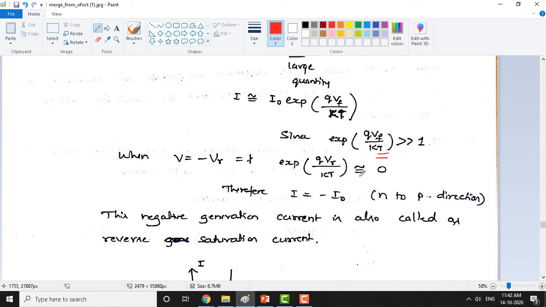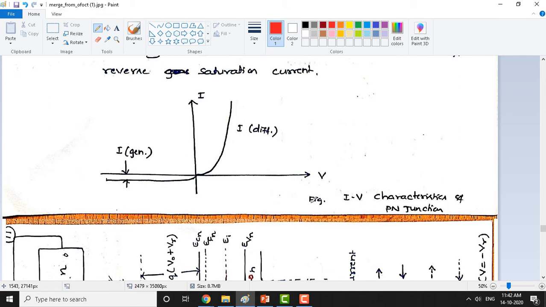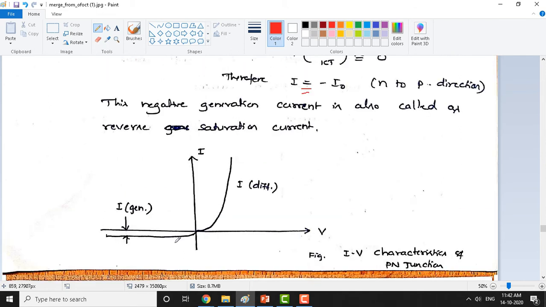Under reverse bias, the exponential term becomes very small, that can be neglected, and I becomes equal to minus I naught here. And we have here the diode characteristics. You can see here this is the reverse current, which is, as I told you, a constant current till you get breakdown here. This is due to the minority carriers.